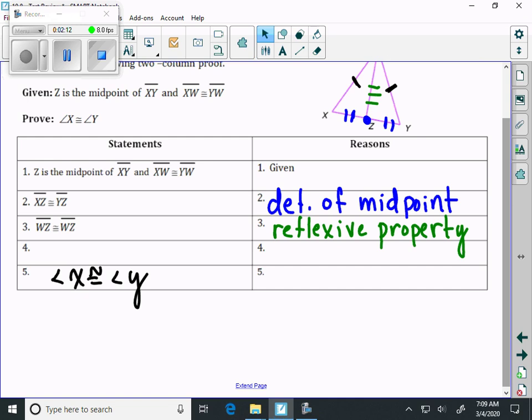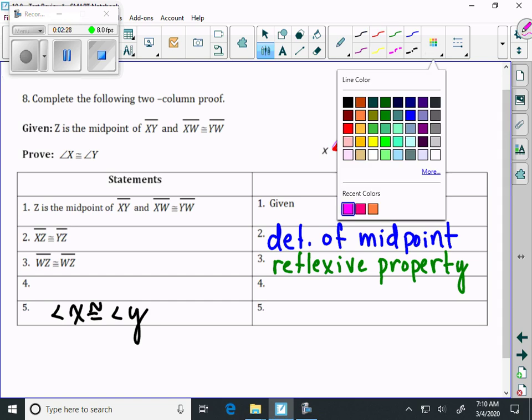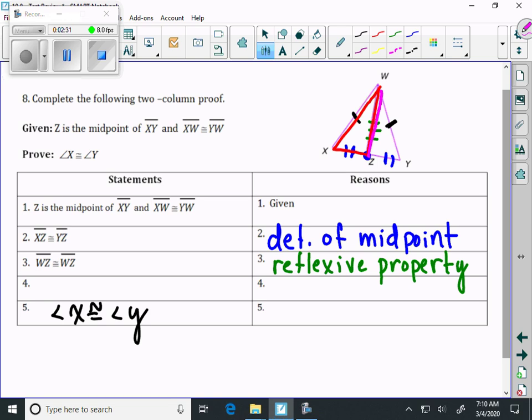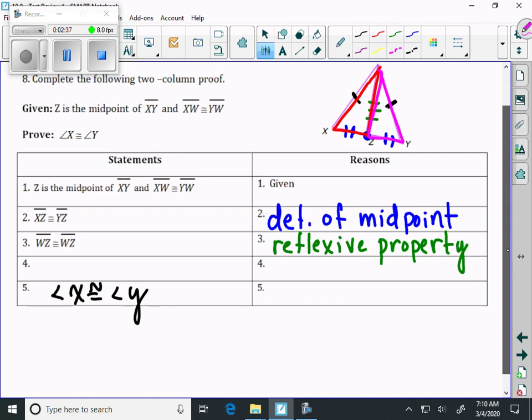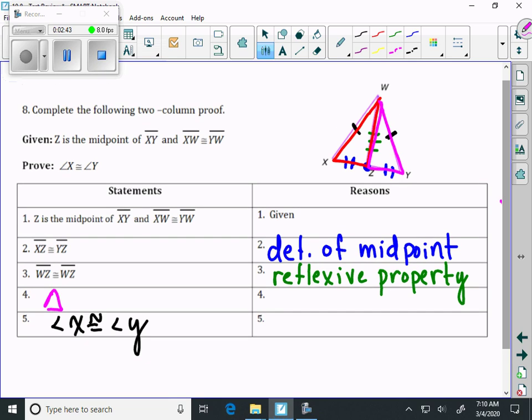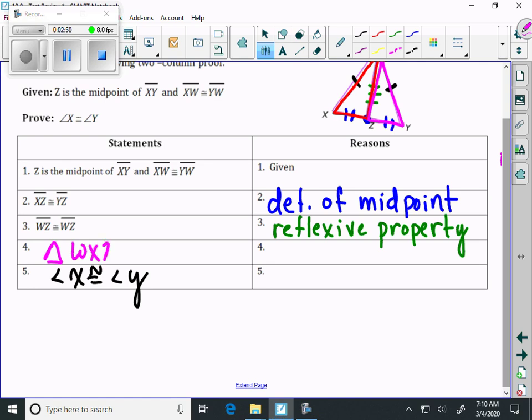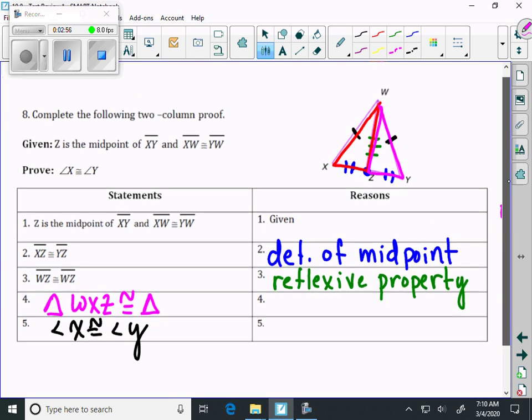But now we have enough to be able to say that our triangles are congruent. And I'm going to color them in again. We can say that this triangle is going to be congruent to this triangle. So let's state that. And remember, order is important when we say this. So this is going to be triangle WXZ, is how I'm going to write it, is congruent to triangle WYZ.